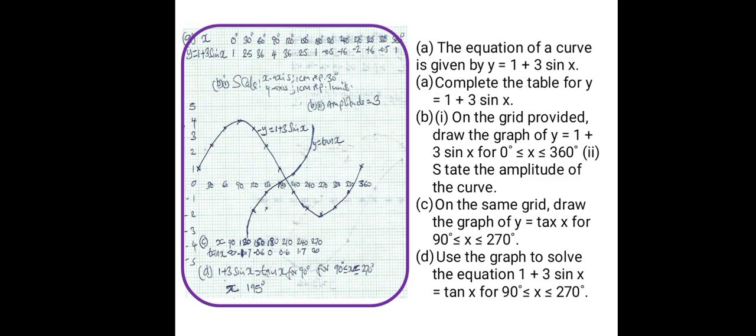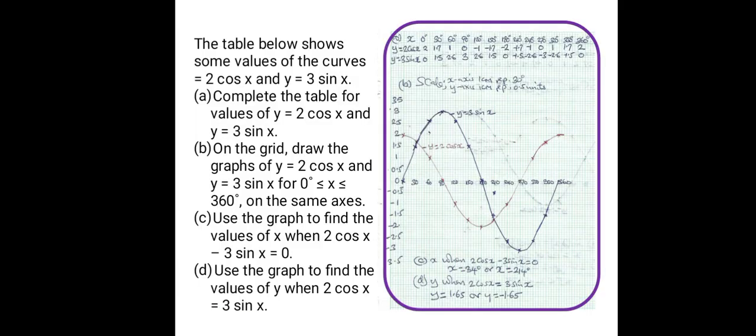C. On the same grid, draw the graph of y = tan x for between 90 degrees and 270 degrees. Use the graph to solve the equation 1 + 3 sin x = tan x for the values between 90 degrees and 270 degrees.